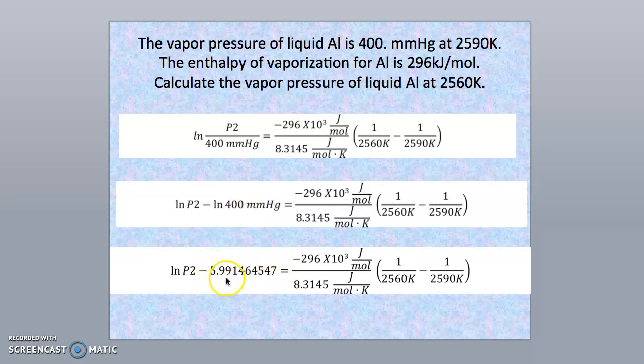Notice I wrote down every single digit, and that's important also with these types of problems. You don't want to round. Rounding can get you into trouble. So all I've done here is taken the natural log of 400. I've got this number. This stays the same. Everything over here stays the same.